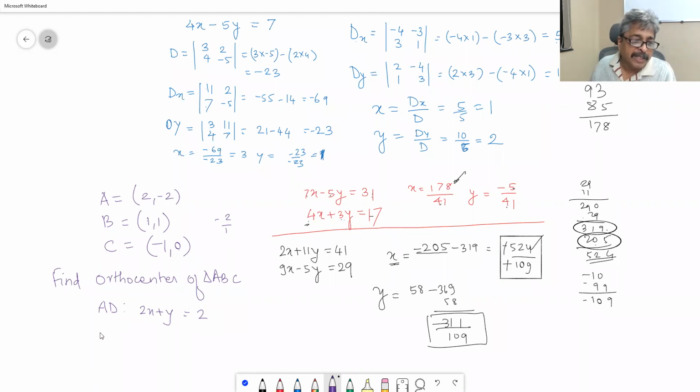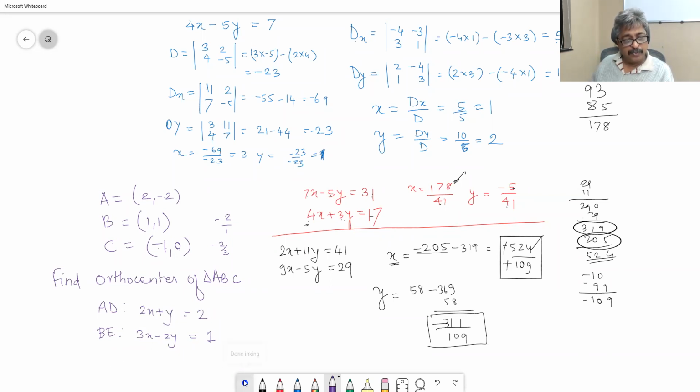Okay. Now I am asking you the equation of BE. So what is the slope of AC? Minus 2, 0, 2, 1. So minus 2 by 3. Minus 2 by 3 is the slope of AC. Therefore, 3 by 2 should be the slope of BE. 3x minus 2y. It should pass through B. Therefore, equal to 1. So these are the two altitudes that we have got.